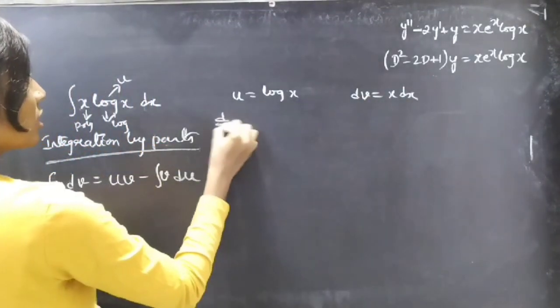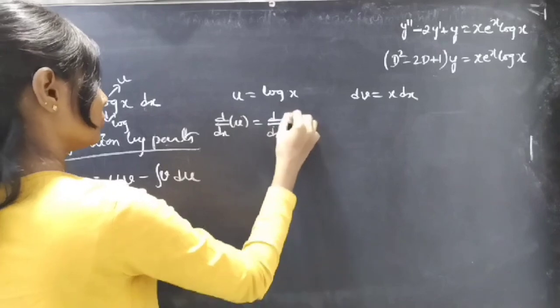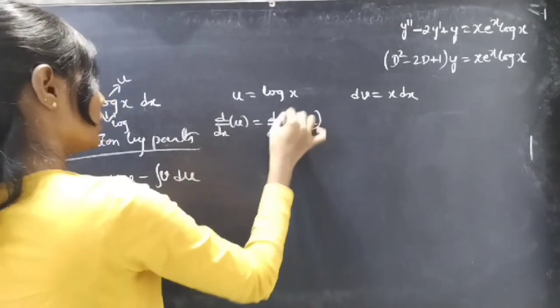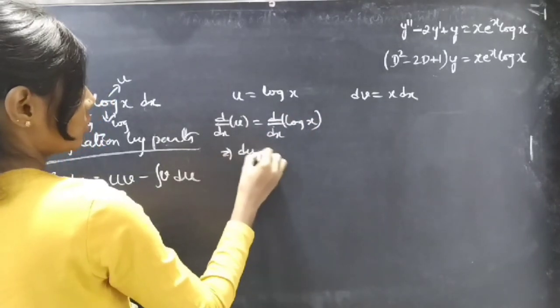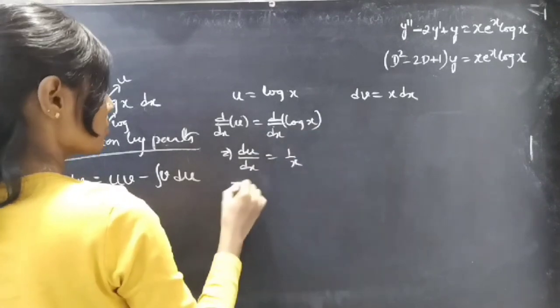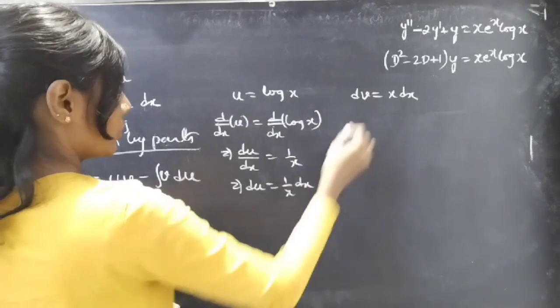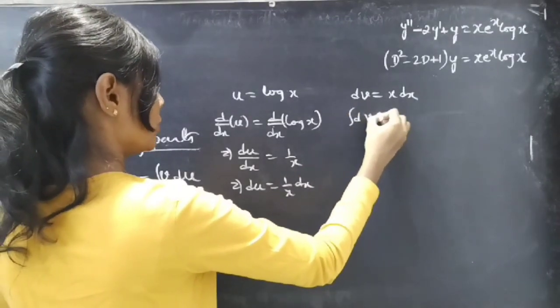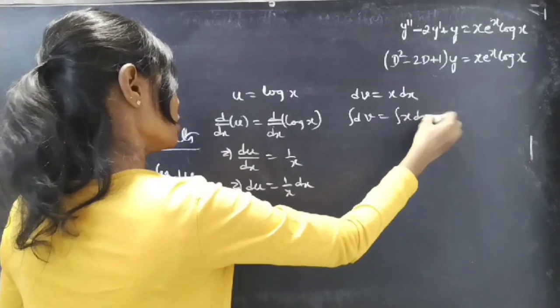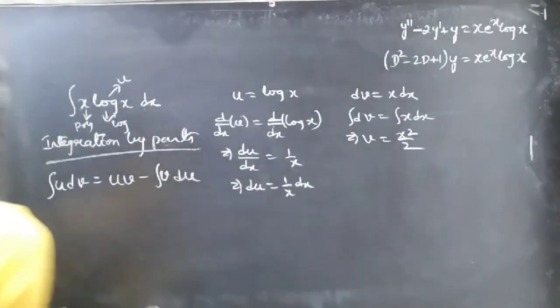Differentiate on both sides with respect to x. We'll get the derivative of u with respect to x equals the derivative of log x with respect to x, which is 1 by x. This gives us du equals 1 by x dx. Here, integrate on both sides to find v. We'll get v equals x square by 2. Now substitute in the formula.